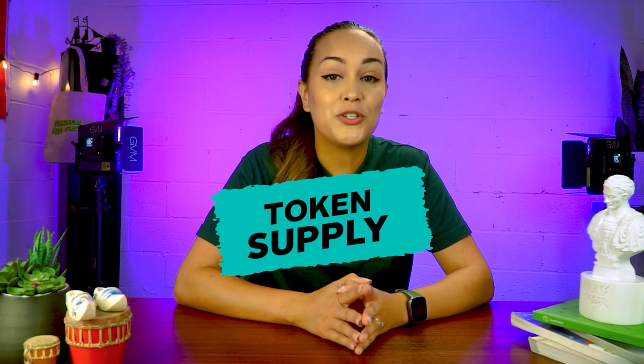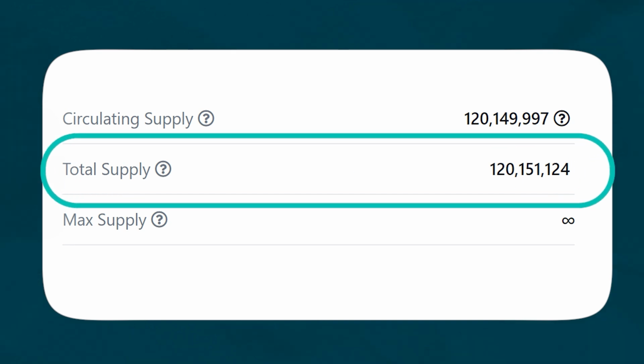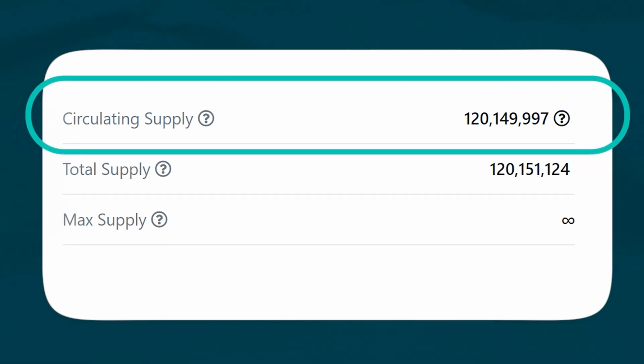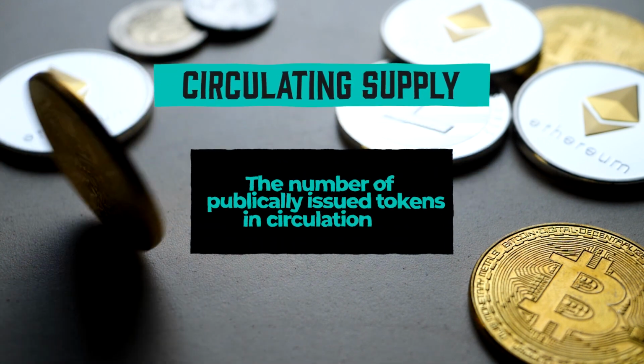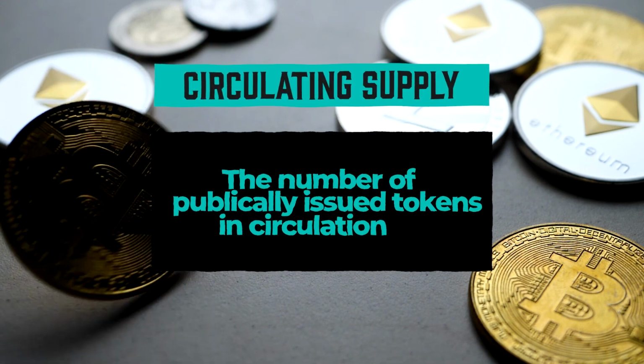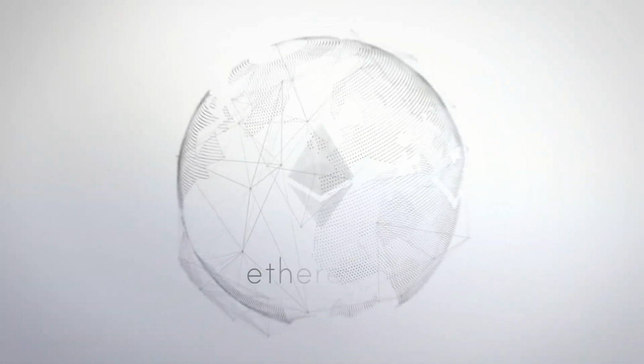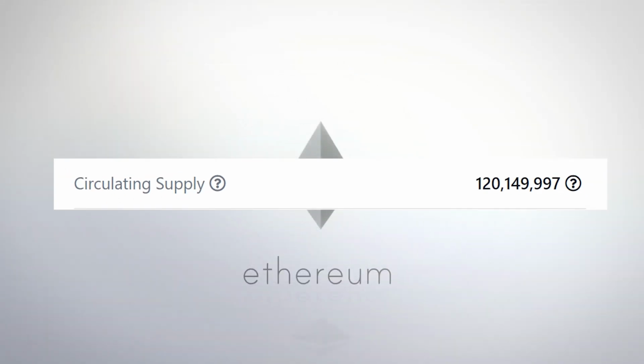So unlike physical goods, supply in crypto is not as straightforward. Earlier in the video, when we were checking out Ethereum's coin page, you may have noticed three types of market supplies displayed. That is the total supply, circulating supply, and maximum supply. So the circulating supply is the number of publicly issued tokens in circulation. Currently, there are over 120 million Ethereum coins in circulation. This is an indicator that Ether is actively being mined.